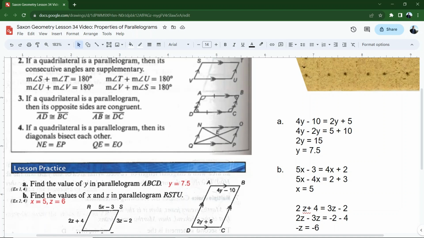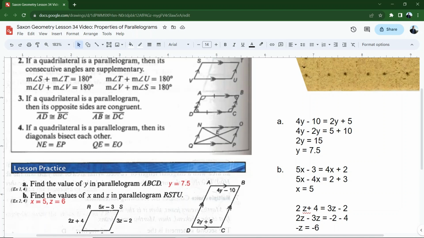NQ is congruent to OP. QNP is congruent to NPO, and then NQO is congruent to QOP. Now notice what I have here. I have an angle congruent to an angle, a side congruent to a side, an angle congruent to another angle. So I can say that triangle ENQ is congruent to triangle EPO.